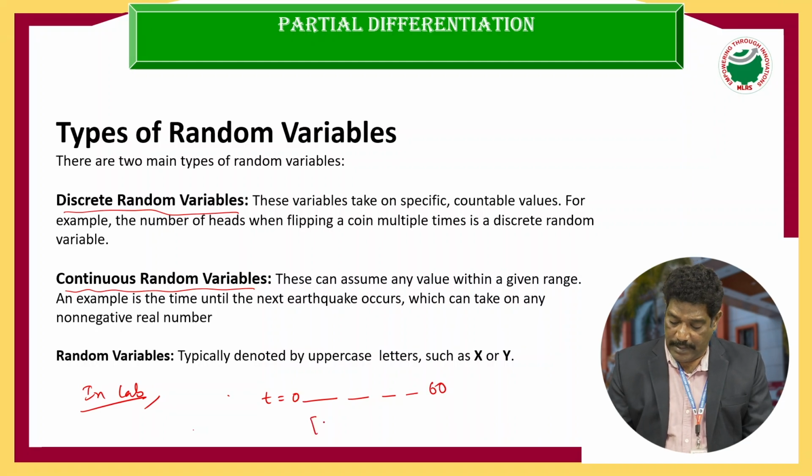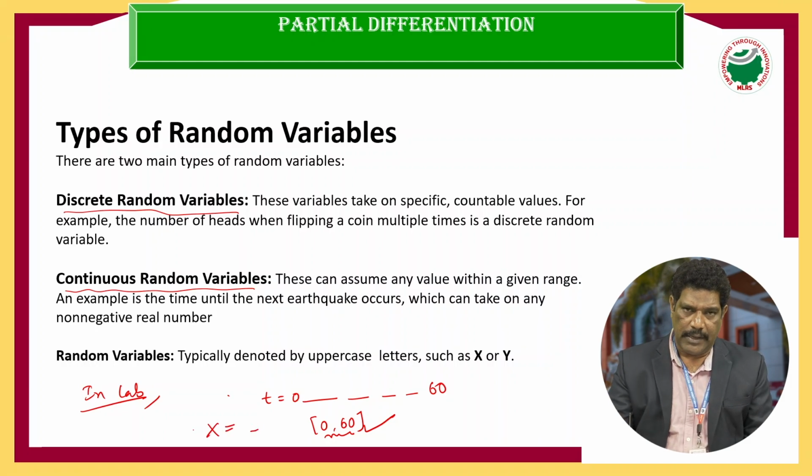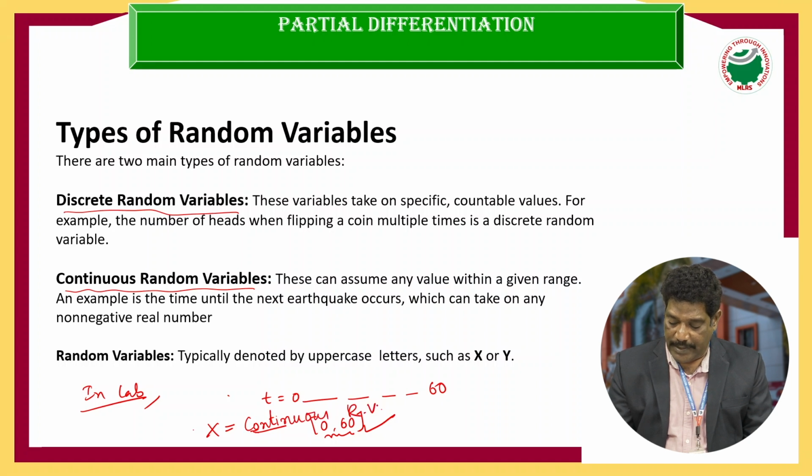So here what is the interval? 0 to 60 minutes. In this, every minute and every second is counted. Every fraction of a second is also counted, every nanosecond also. So here every value will be counted. X takes every second, every fraction of a second, every nanosecond, every millisecond. So it takes every value, and in this case we call it a continuous random variable.